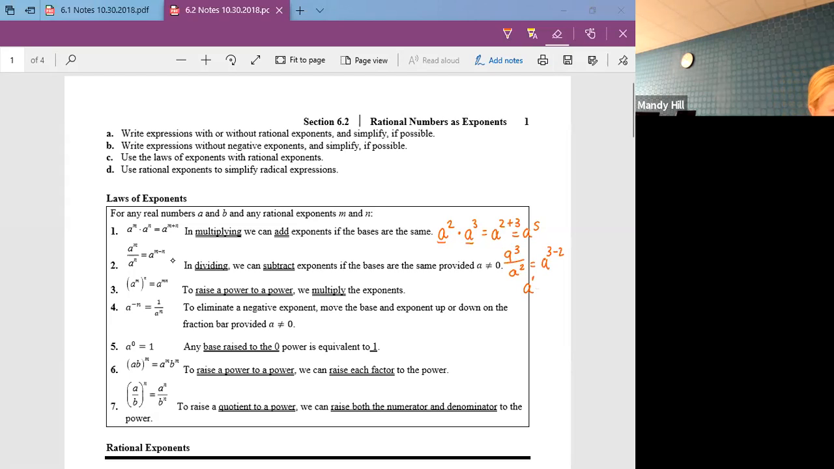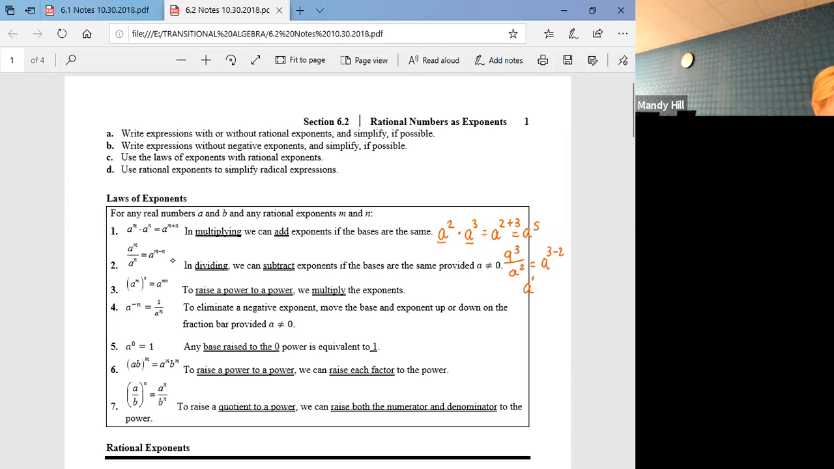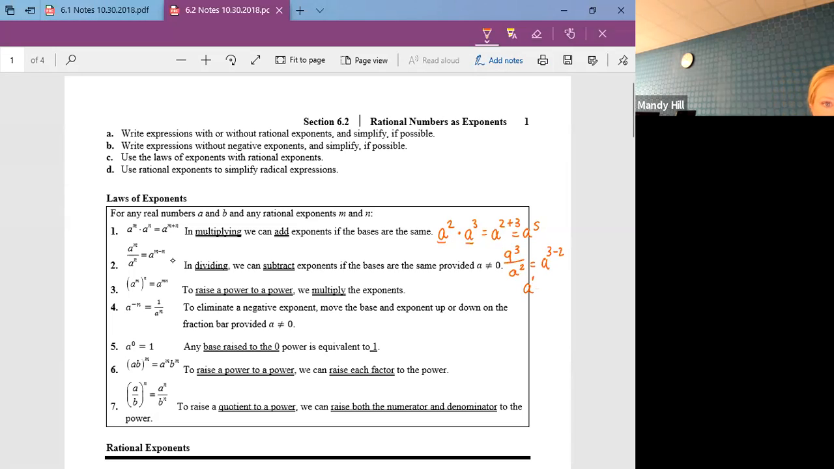Okay, if you're raising a power to a power, a to the nth power, then you just take the exponents and multiply them. So if we had a to the 3rd squared, that really means a to the 3 times 2, which is a to the 6th power. If you have a negative exponent, that means it's on the bottom of a fraction. So an example would be a to the negative 2, which is the same thing as 1 over a squared. You can get rid of the negative if you move the whole term to the bottom, and it'll take away the negative part of the exponent.